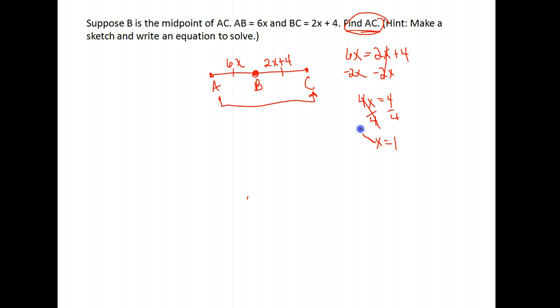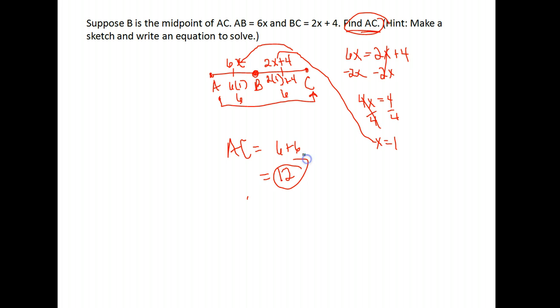Now that we know what x is, we can come back to these and substitute 1 in for x. So my AB would be 6 times 1, or 6. BC should be exactly the same. Let's try it out. It would be 2 times 1 plus 4. That gives me 2 plus 4, or 6. So very good. 6 and 6. Now answer the question. What is the length from A to C? Notice it's 6 plus 6 more, or 2 times 6. It is length 12.